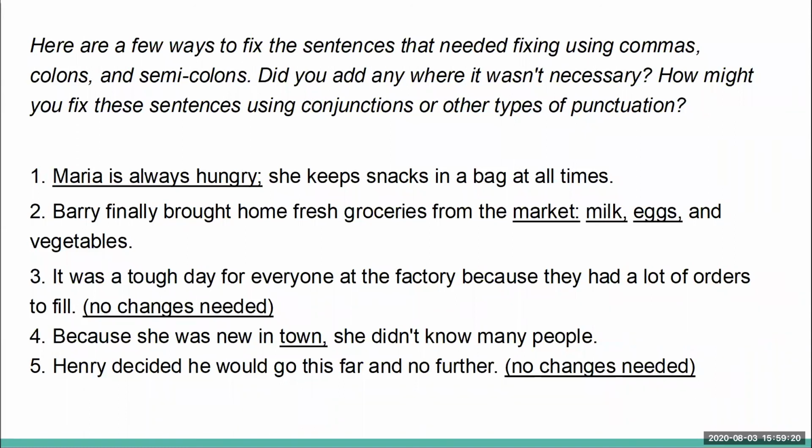Henry decided he would go this far and no further. For this, no commas are needed. Some people might be inclined to put a comma after "far," because when we say this sentence aloud, we naturally pause there. Henry decided he would go this far and no further. The reason this isn't necessary is because we have joined the independent clause, "he would go this far," with a dependent clause, "no further," with a conjunction, "and." So we don't need any additional commas there.